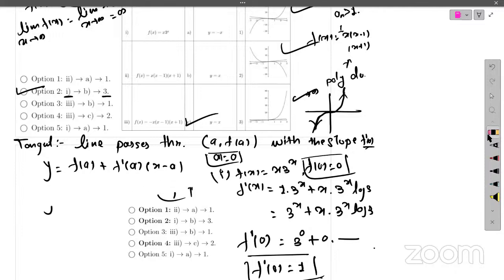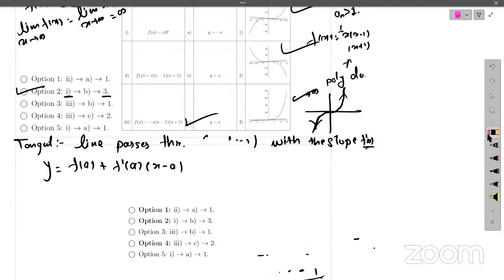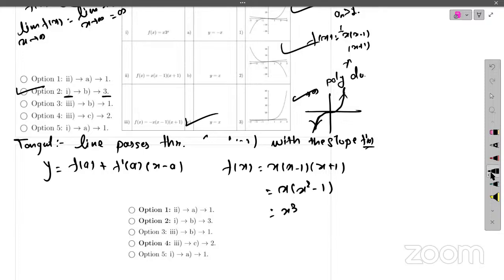Now we do the same thing for the remaining functions. The second function is f of x equal to x into x plus 1 into x minus 1. So f of x is x into x minus 1 into x plus 1. I will simplify it: it becomes x into x squared minus 1, so x cubed minus x, right? If this is f of x, then what is f of 0? f of 0 is 0. What is f dash of x? It is 3x squared minus 1. So what is f dash of 0? f dash of 0 is minus 1.